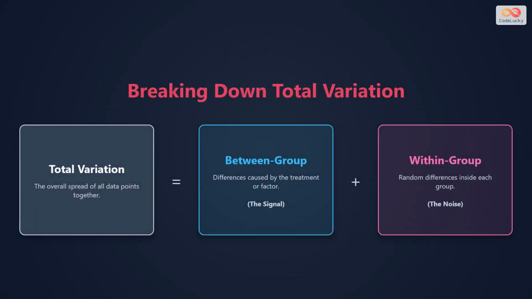Here is the crucial concept. The total variation in your data can be broken down into two distinct parts. First, there is the between-group variation. This is the difference caused by your specific factors, like the different diets. We call this the signal. Second, there is the within-group variation. These are the random differences inside each group that we cannot explain. We call this the noise. The total variation is simply the sum of the signal plus the noise.